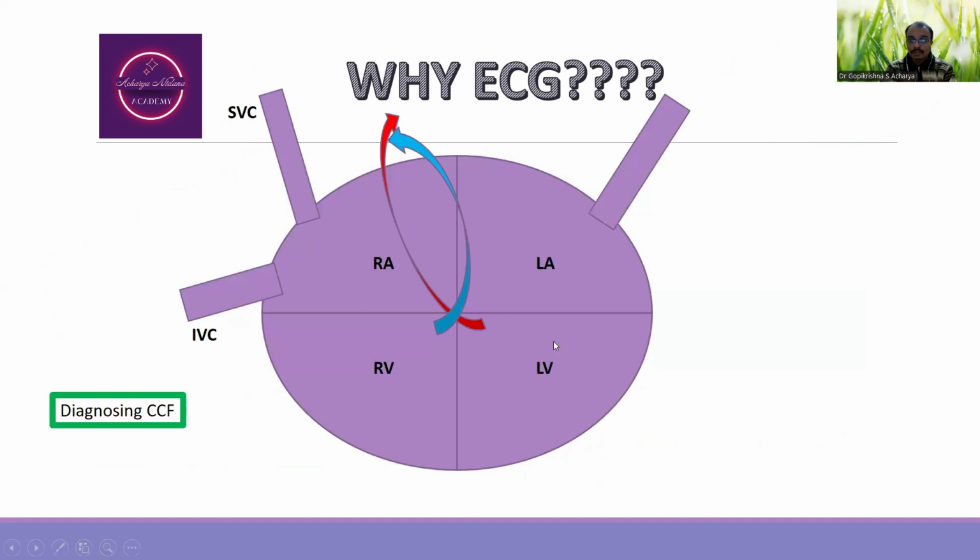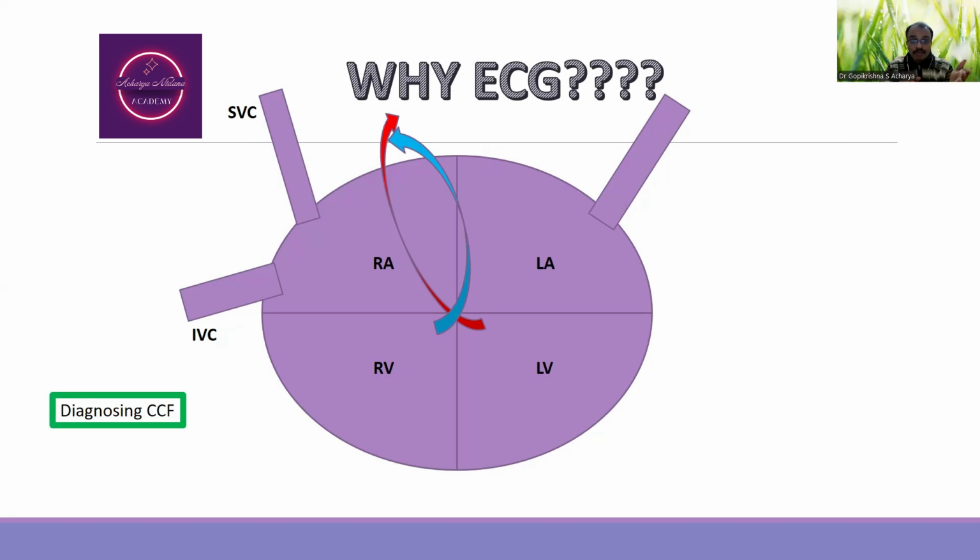So when you think about congestive cardiac failure, this is considered to be one of the electrocardiographic indications on this occasion. What do we mean by congestive cardiac failure? Here is a schematic representation of the heart, wherein the right atrium is connected with the superior vena cava and inferior vena cava, whereas the left atrium is connected with the pulmonary veins, the right ventricle is connected with the pulmonary trunk, and the left ventricle is connected with the aorta. That means the blood will come from the superior vena cava and inferior vena cava to the right atrium.